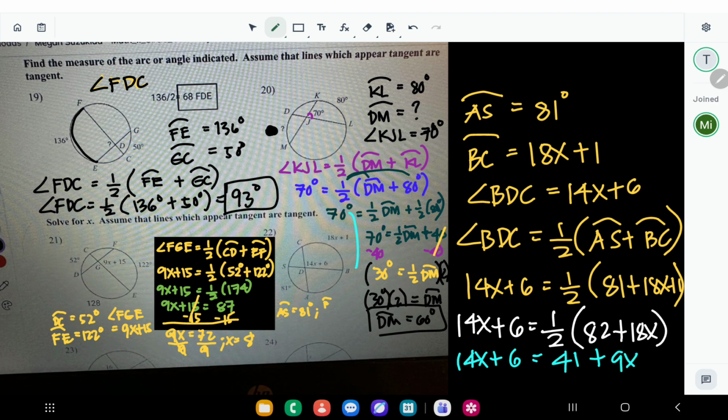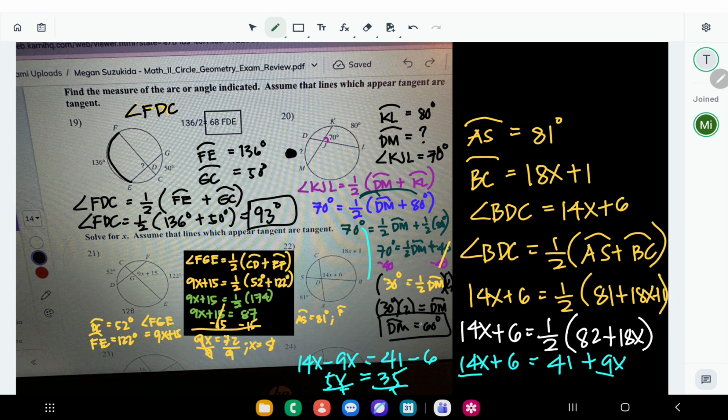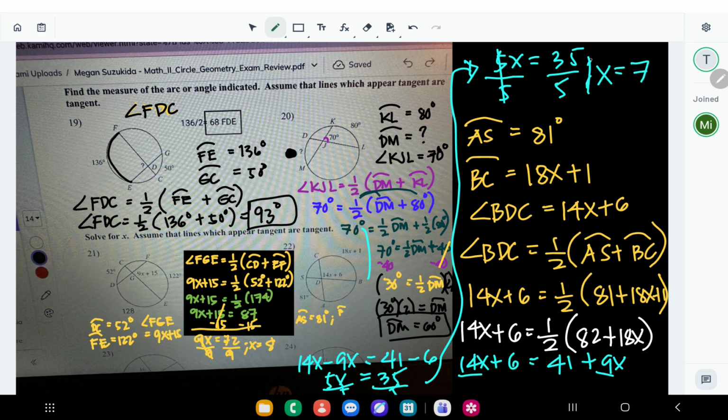Then we group like terms. 14x minus 9x equals 41 minus 6. So what is that? 14 minus 9 is 5x. Then 41 minus 6 is 35. Then we divide. Can you still see me writing? There's no more space. Yeah, I will move here on top. So we have 5x equals 35. Then we divide both sides by 5. So x is equal to 7.